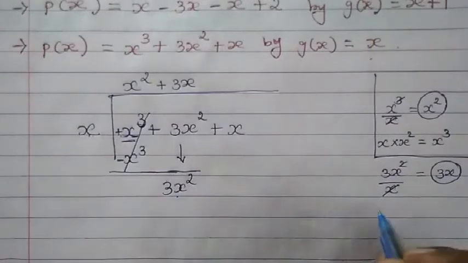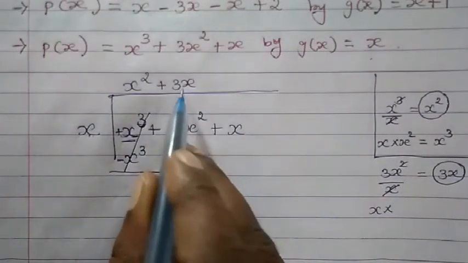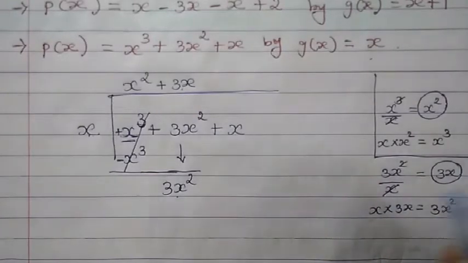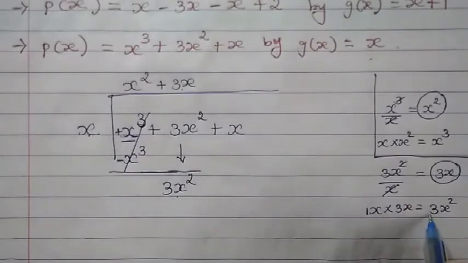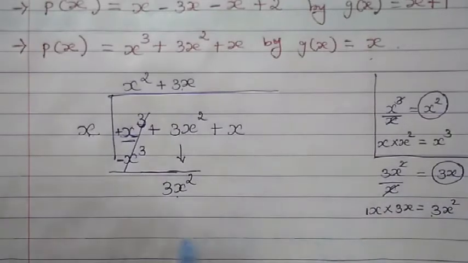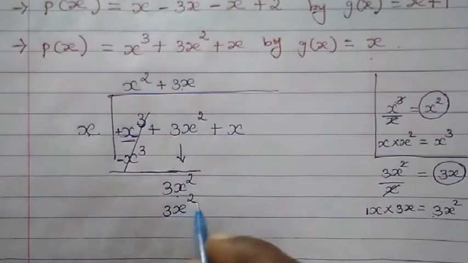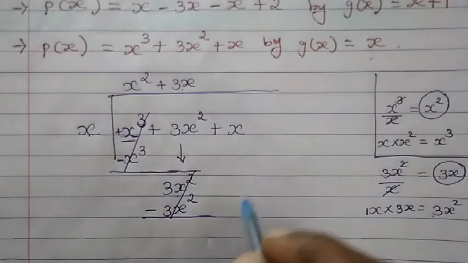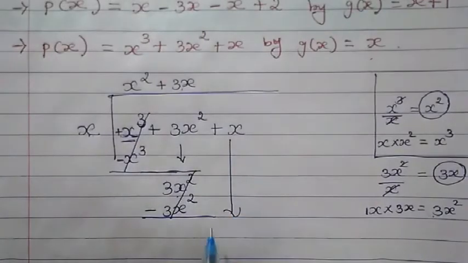Now after writing down, we have to multiply with the divisor. So with the x, you have to multiply 3x. So when you multiply, this is 1x multiplied with 3x, what you will get, 3x square, because 1 into 3 is 3, and x into x will become x square. So write down this here, 3x square. Now change the sign. Again it will become 0. So now you bring this down. So we have now x.